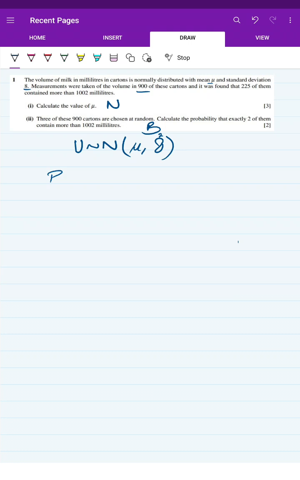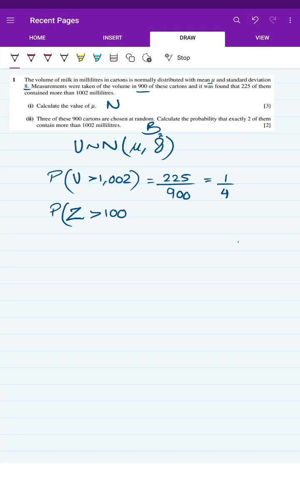So we can write it as probability of volumes greater than 1002 milliliters is equal to 225 over 900, which is equal to 1/4. This means that when we standardize it, the probability of z greater than (1002 minus mu) over standard deviation is equal to 1/4.